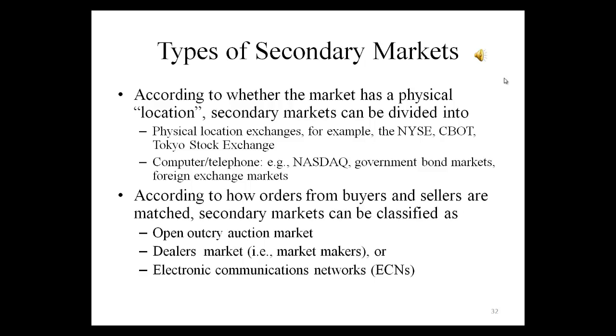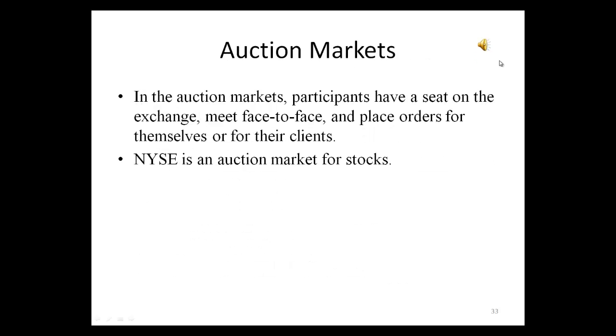Also, according to how orders from buyers and sellers are matched, secondary markets can be classified as either an open outcry auction market, a dealer's market, or an electronic communication network. In the auction market, traditionally, participants have a seat on the exchange, meet face-to-face, and place orders for themselves or for their clients. NYSE is an auction market for stocks.